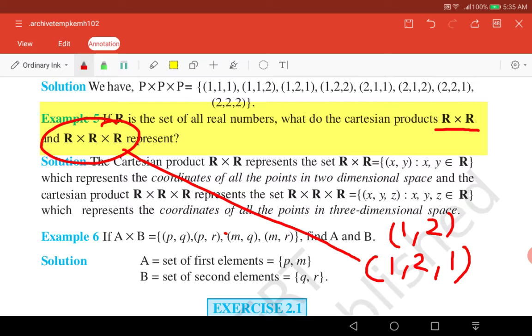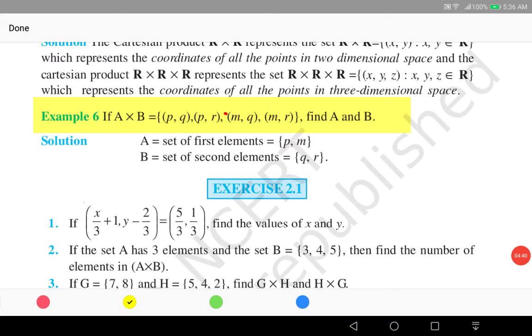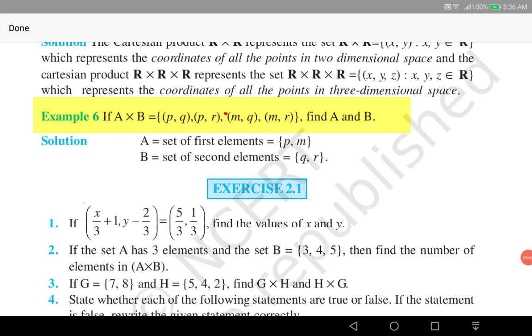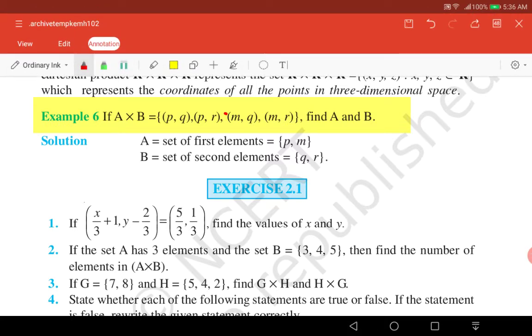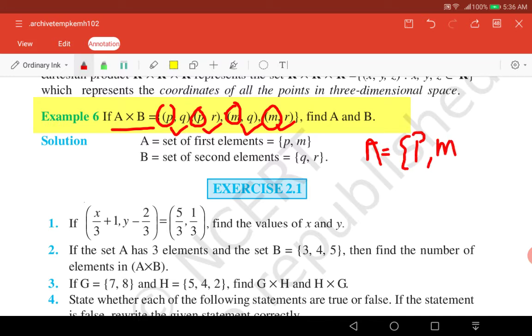Okay. Now come to the next, that is example 6. In example 6 we have A cross B is equal to {(P, Q), (P, R), (M, Q), (M, R)}. Then we have to find A and B. As you can see, A is written first, so you have to concentrate on the first element to find the set A. So first elements are P and M. So we can say that in set A we have two elements, that is P and M.